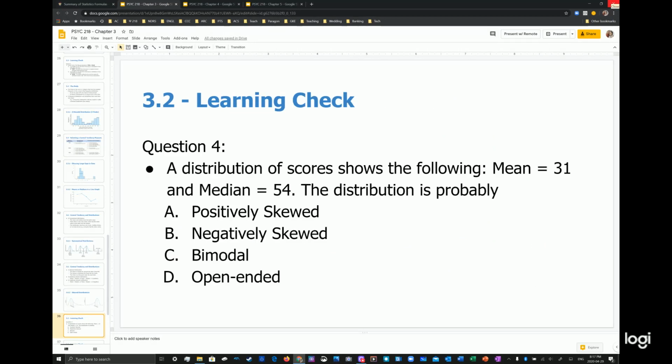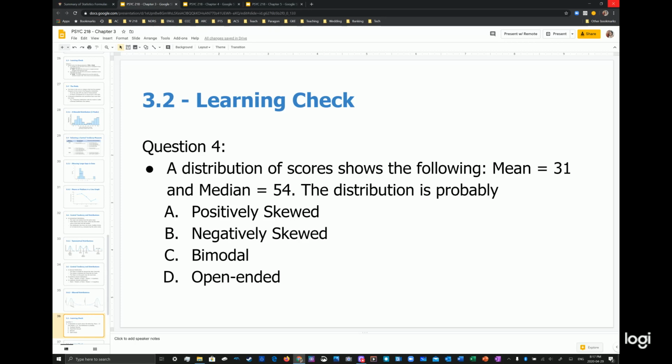So here's some learning checks. Question 4. A distribution of scores shows the following. The mean is 31 and the median is 54. Taking these measures into consideration, what would you say about the distribution? The distribution is probably positively skewed, negatively skewed, bimodal, or open-ended.